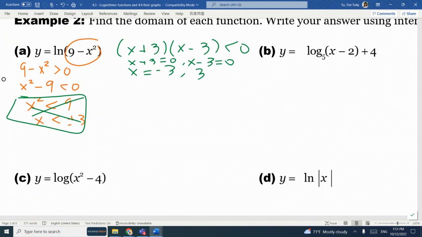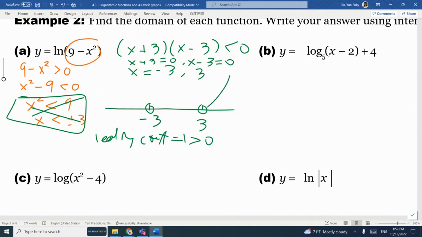So x plus 3 equals 0. We subtract 3 on both sides, we get x equals -3. On the other hand, we add 3 on both sides, we get x equals 3. Those are the critical numbers, -3 and 3. Now, open circle or solid circle? Open, because it's less than, right? The leading coefficient is 1, which is positive, so we start with the right upper corner.